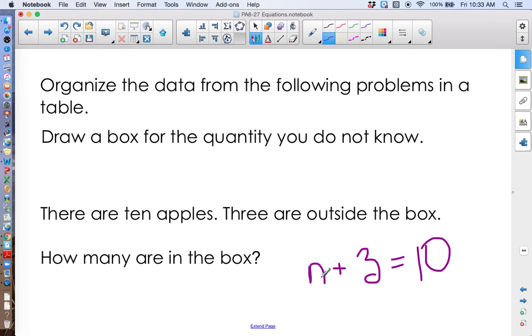So you're thinking about what n would represent and keeping in mind that this side must balance and equal 10. 7 plus 3 equals 10. So 7 apples are in the box.